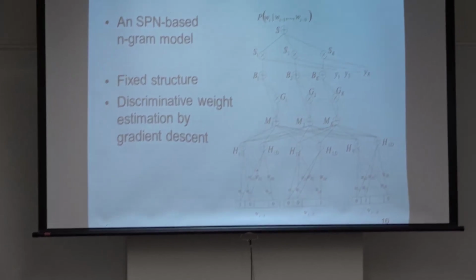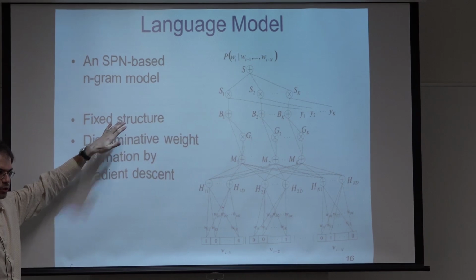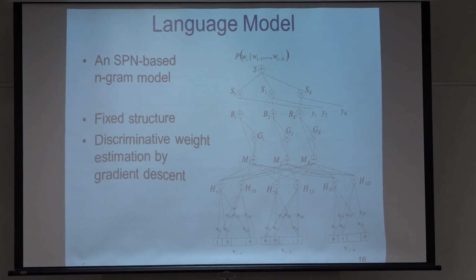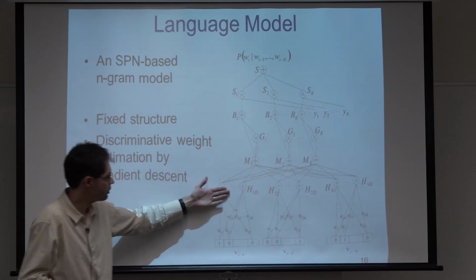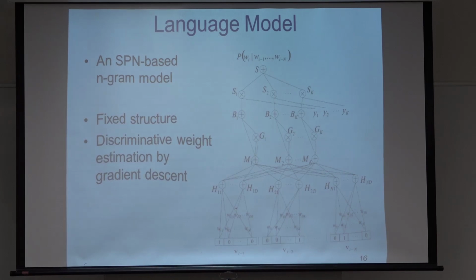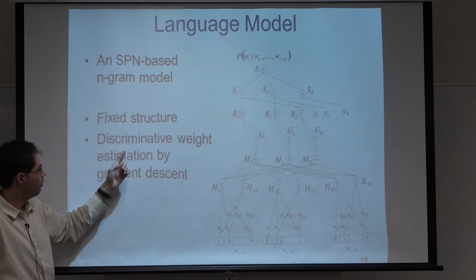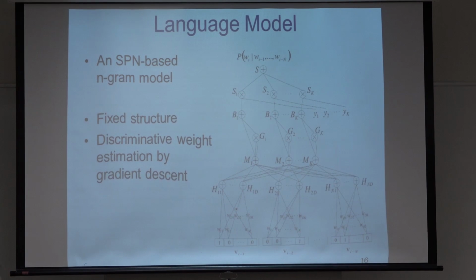In their case, they used a fixed structure, so the structure was not estimated from data. They essentially designed it by hand, and this was the structure that they used. You can see that there are various sum nodes and product nodes, and so on. Now, the weights, which are the parameters of the model, were estimated by discriminative learning, where they were trying to maximize the probability of the next word given the previous words in a data set.